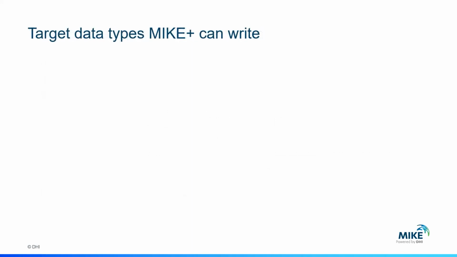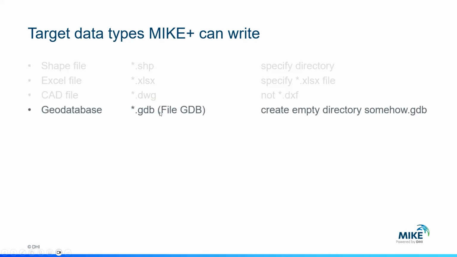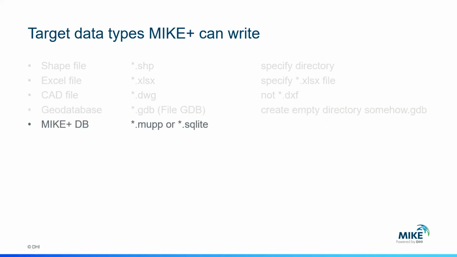And if you look at the target types, the documentation says similar, but I think some don't work. Shape works fine, Excel works fine, CAD works fine. You'll see an example soon. Geodatabases work fine. You just have to know that you first have to create an empty directory, which is called somehow, and then .gdb. So give it a name, .gdb, and you have to create that first before you can write the geodatabase. This was the case at least until now. I'm not sure what 2024 will bring.